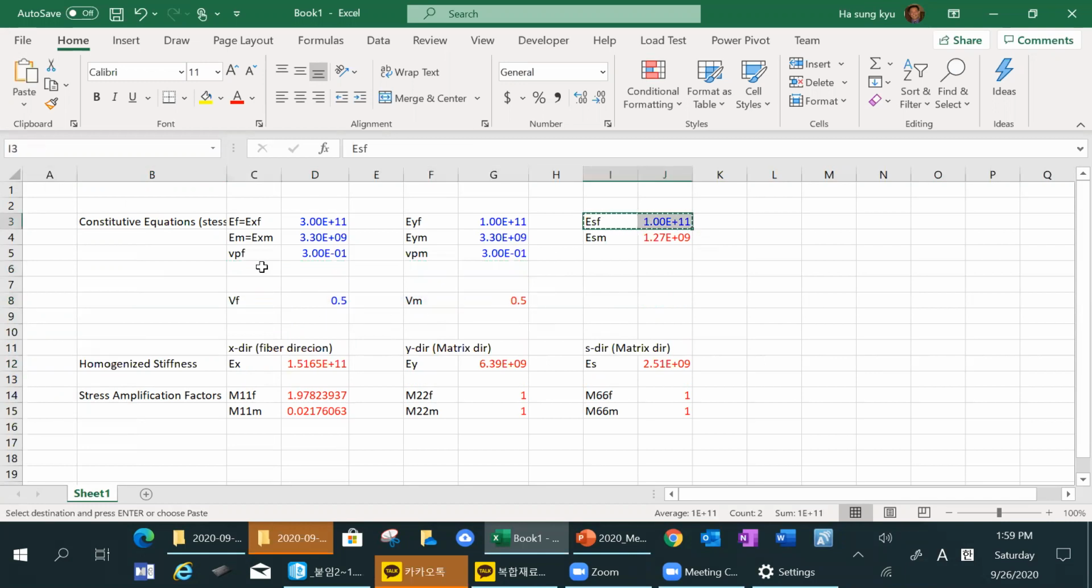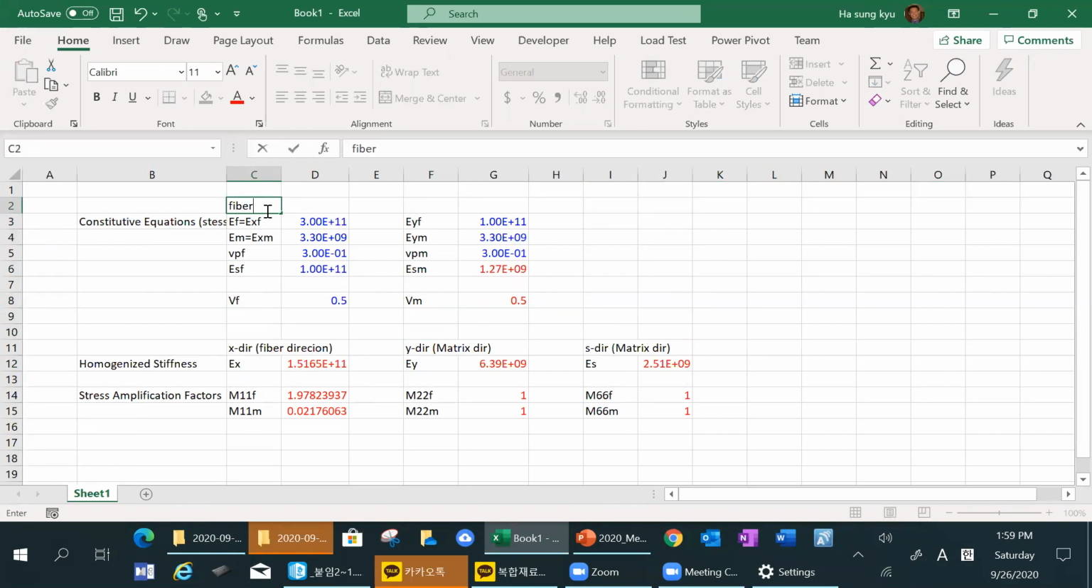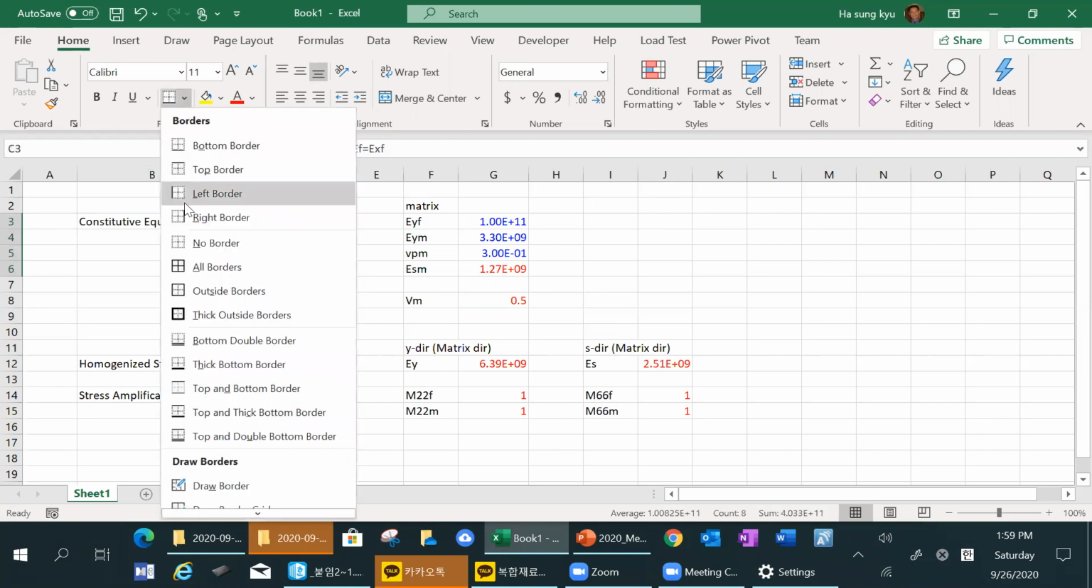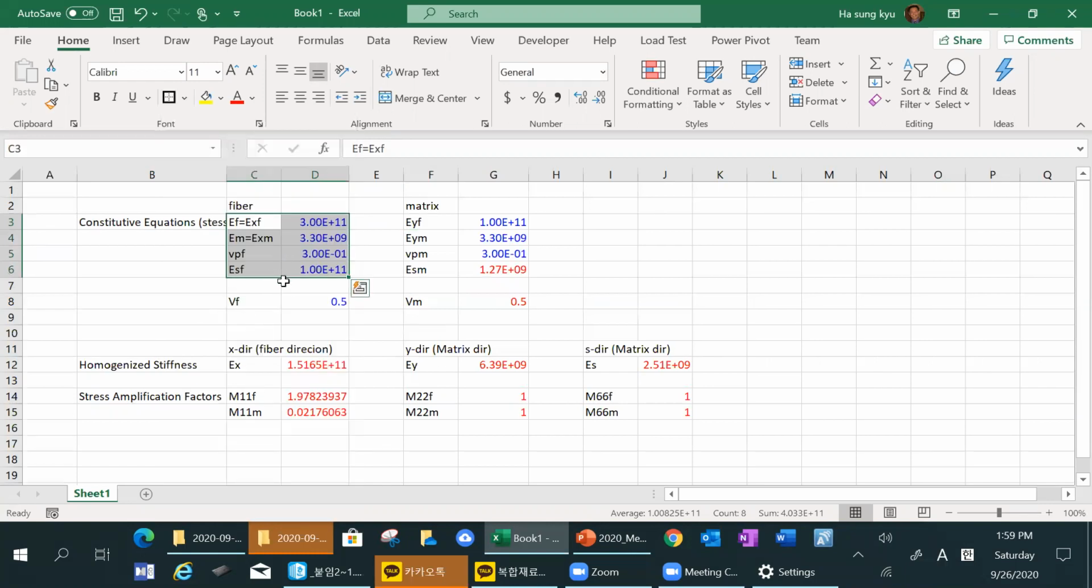So this one has the fiber, and this one has the resin, and this is the fiber volume fraction. So this one is the fiber constitutive equations, and this one is the matrix constitutive equations, and these are the fiber volume fraction. So I would like to say that these regions have the fiber related properties, and this one has the matrix related properties, the constitutive equations.